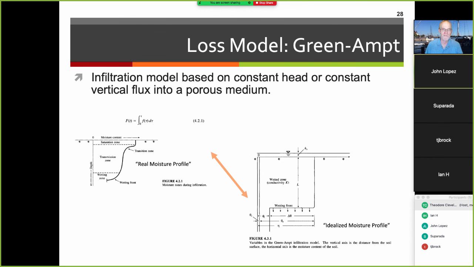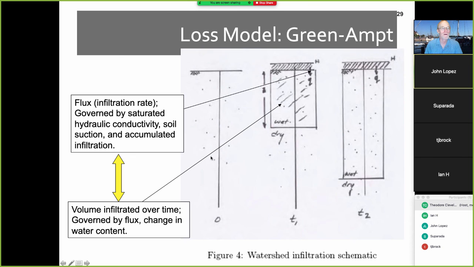hydraulic conductivity. And in that Green-Ampt model, the real moisture profile on the left is replaced with an idealized moisture profile shown here. So there's a wetted zone, and then beneath the wetting front is, if you will, a dry zone. And instead of this curved profile, there's a step change at the wetting front. Here's a cartoon of that.